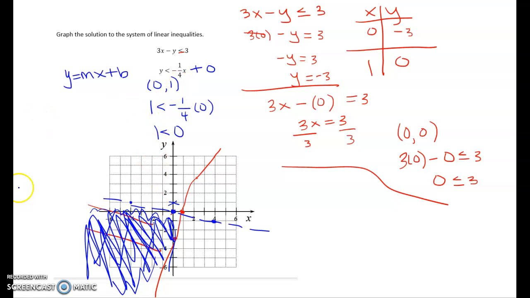So on this type of problem, I would recommend just doing one line at a time. If you have different colors, it can really help when you're solving the problem. So graph it regularly, make sure you decide if it's dotted or solid, and then you need to do your shading as well as the final shading where it overlaps.